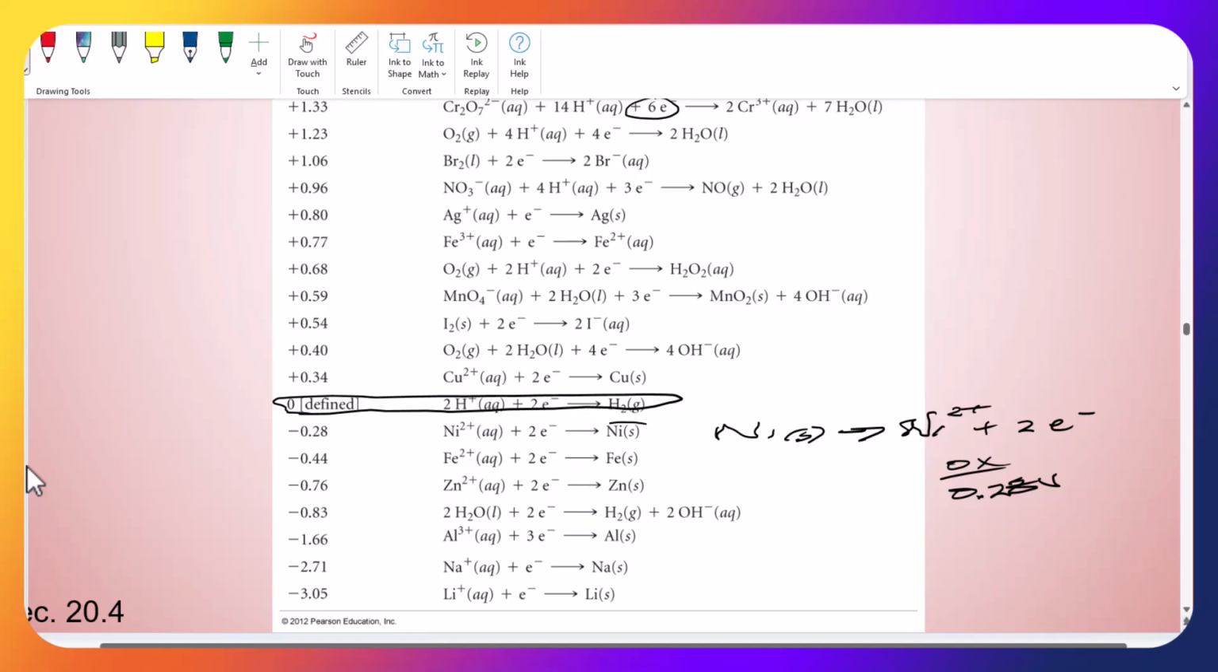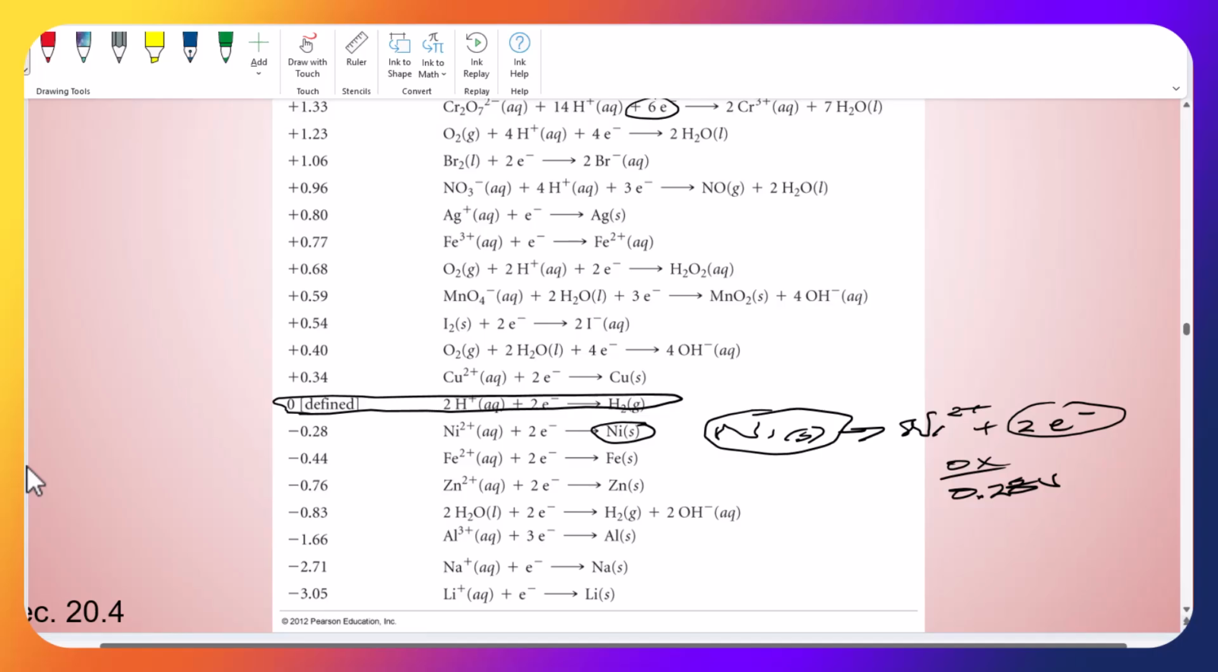Notice that I reversed the reaction, where nickel metal is on the reactant side and it's being oxidized. You can tell that because the electrons are on the product side. And so the standard oxidation potential would be 0.28 volts. But they're all written as reduction potentials. So anytime you need to reverse one, you just change the sign.